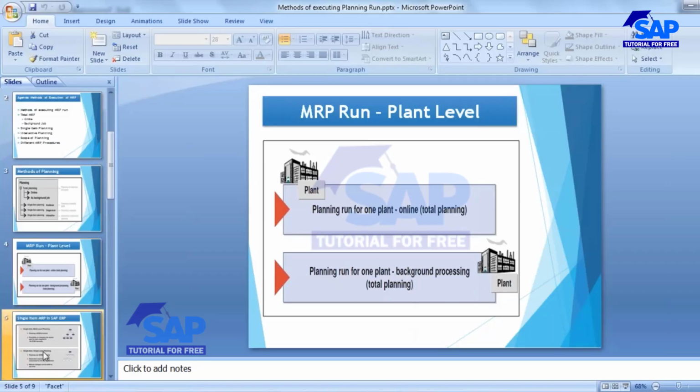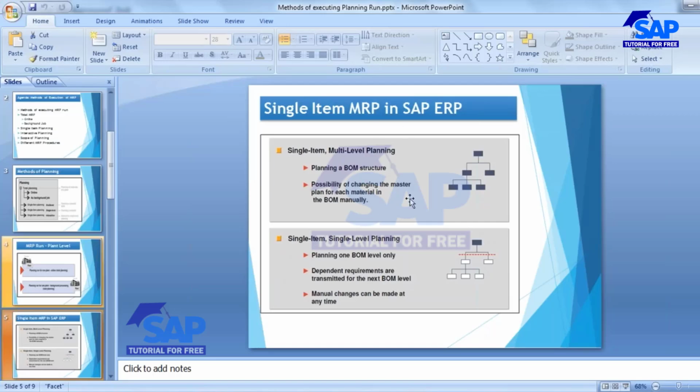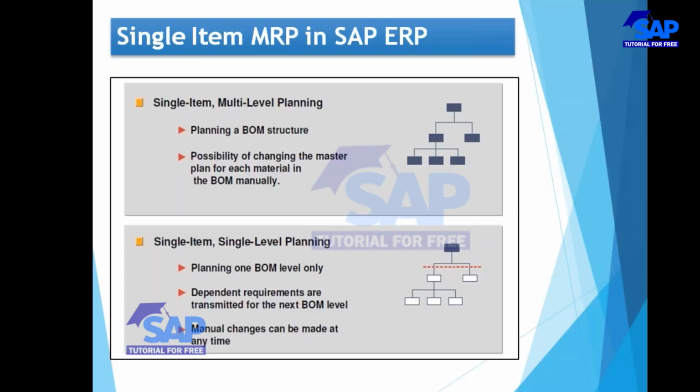Now we'll go to single item MRP. You will be executing MRP only for a particular material. Here, single item multi-level planning: you execute only for this material, but as it is multi-level planning, it will plan all the BOM components of that particular material till all levels are reached. Not only will it plan this material, which you give on the screen, but the system will explore the BOM of this material and plan the entire BOM structure. That's what it does.